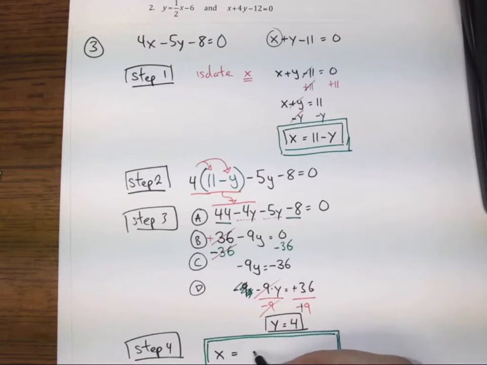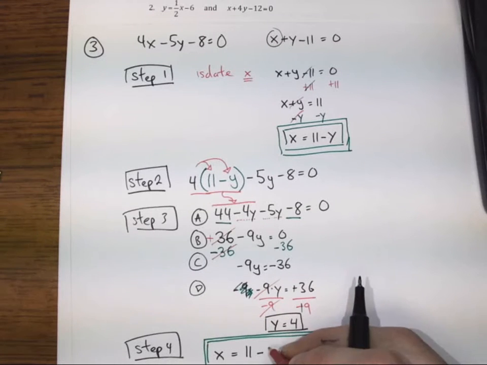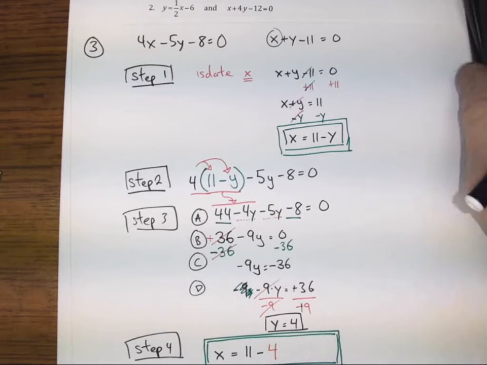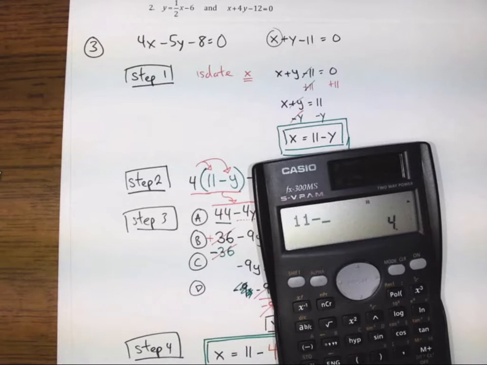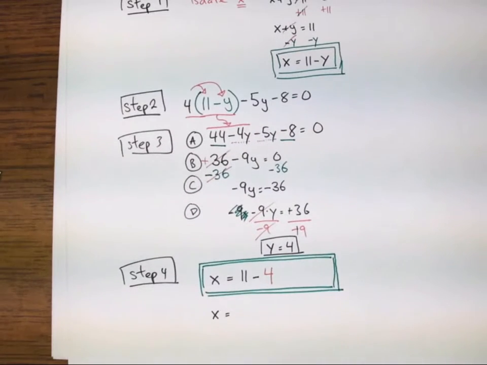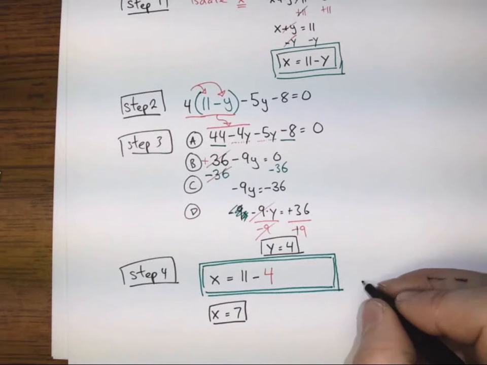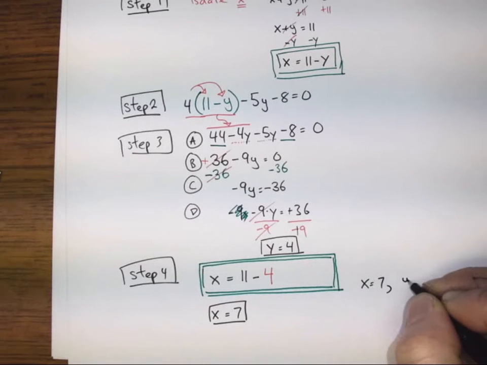X equals 11 minus, but instead of y, so that means that x is equal to 11 take away 4, which is 7. So then we have x is 7, y is 4.